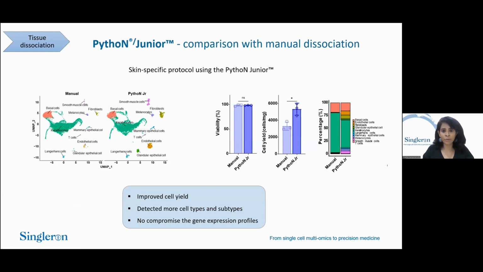And what we find is using an automated option, you have improved cell yield, which means you will detect more cell types and subtypes that you could be missing in the manual. And there is no compromise to gene expression profiles if you use an automated option. So it is good to consider an automated solution for your dissociation.